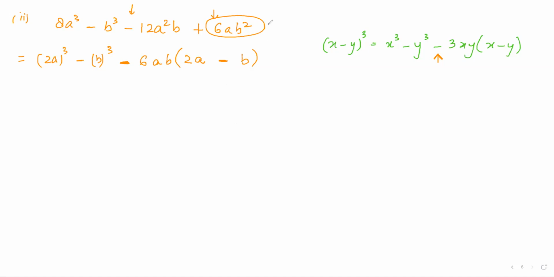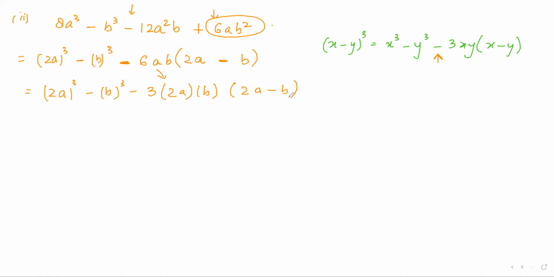So be careful when you are taking minus common. The sign of the terms will change inside the bracket. Now again you can break it like this: 2a cube minus b cube minus 3ab, right? So 3 into your first term, which is 2a, into b. You can check, this is 6ab, same, right? 6ab, and then 2a minus b.